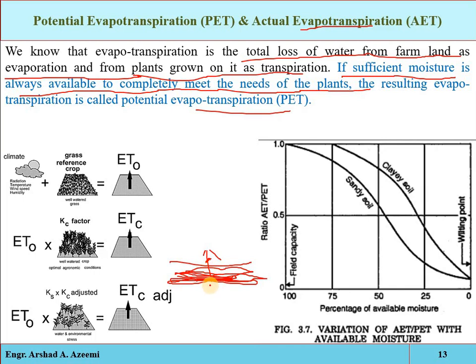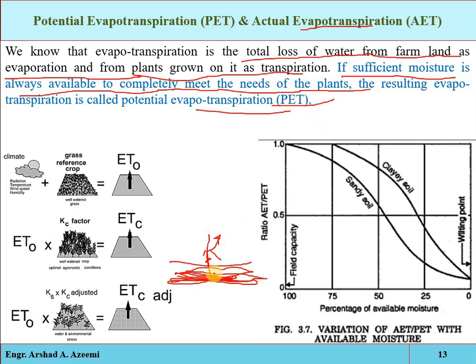Then the soil moisture tension will be less, meaning the crop will easily extract the water, and the water utilization will be maximum, because if extraction is easy, then the transpiration rate will be high. Such evapotranspiration will be called the potential evapotranspiration.